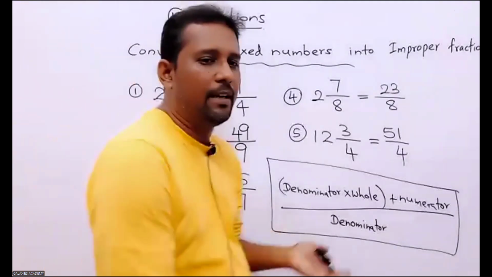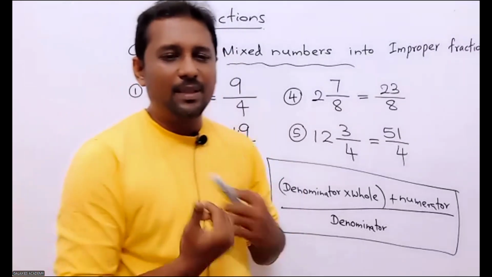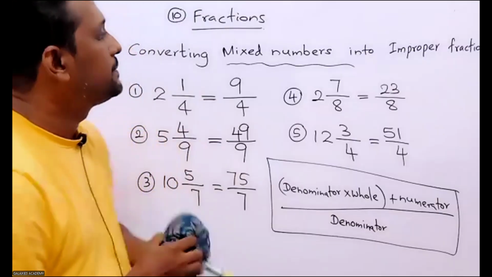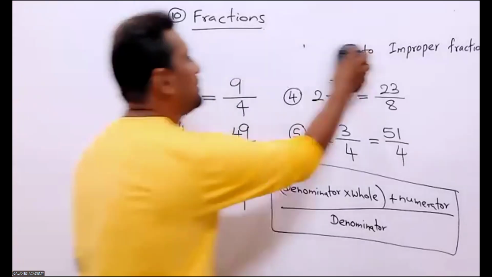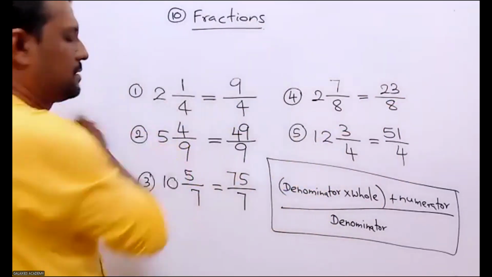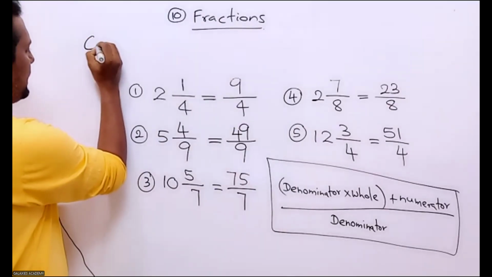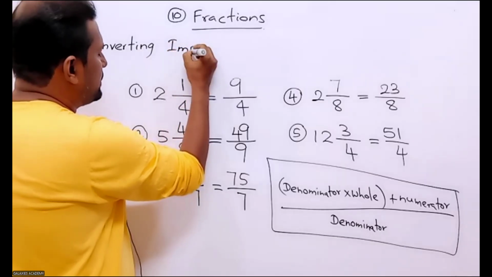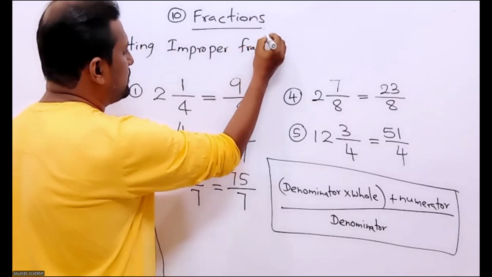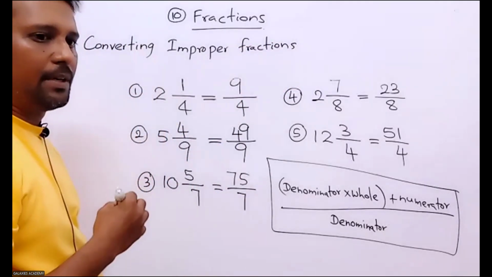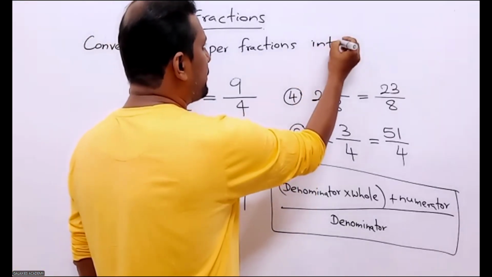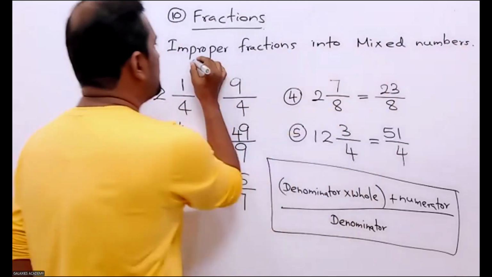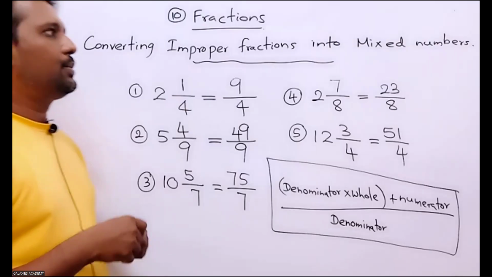Okay, now let's do a little reverse on this part and go to the other side. Right, okay, right now all of you write down the next subtopic. Next subtopic, write down: converting improper fractions into mixed numbers. Convert improper fractions into mixed numbers.